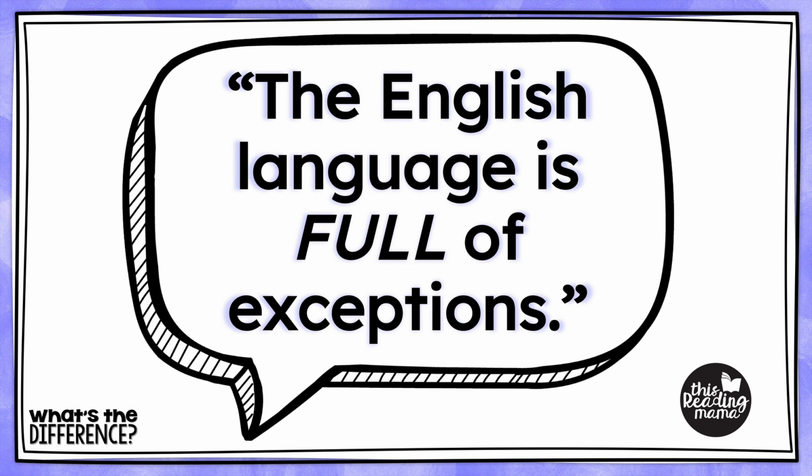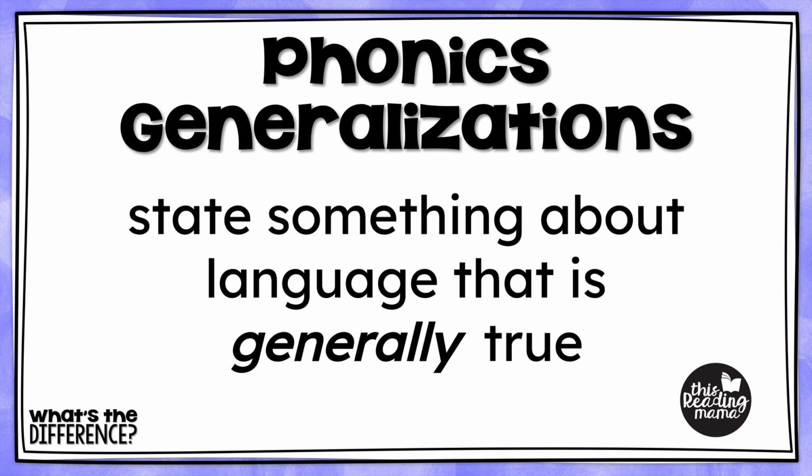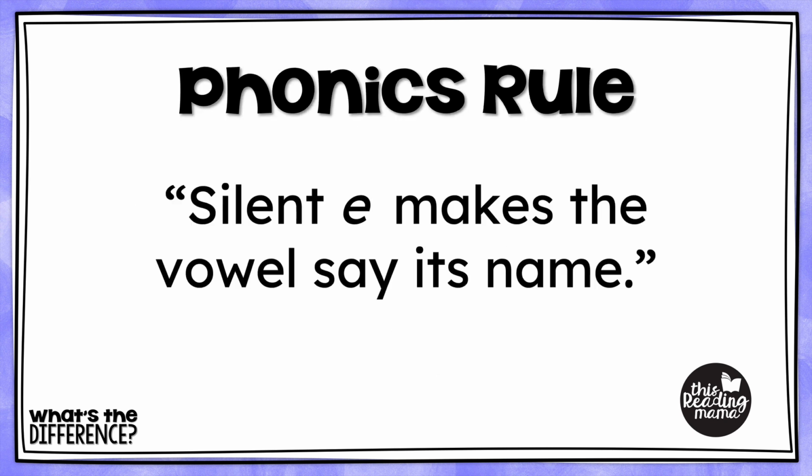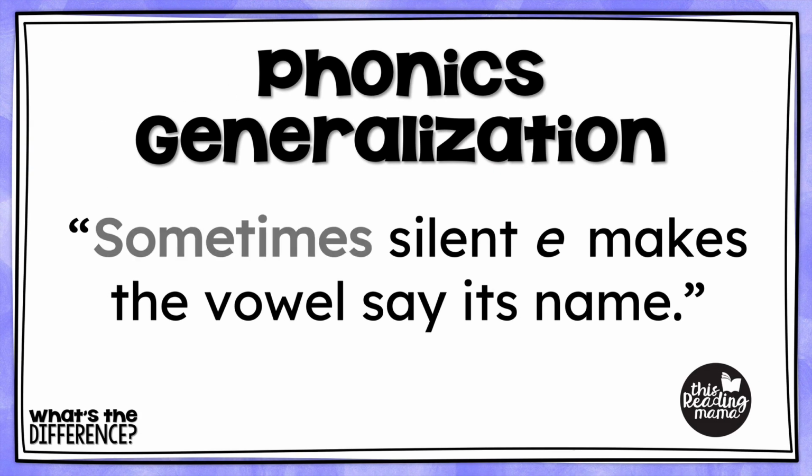Enter phonics generalizations. Phonics generalizations state something about language that is generally true. For example, while our phonics rule stated silent E makes the vowel say its name, a phonics generalization would state sometimes silent E makes the vowel say its name. And while it may seem like I'm splitting hairs here, there is a difference. Stating a generalization leaves room for other spelling patterns. Silent E, for example, doesn't just have one role in the English language.